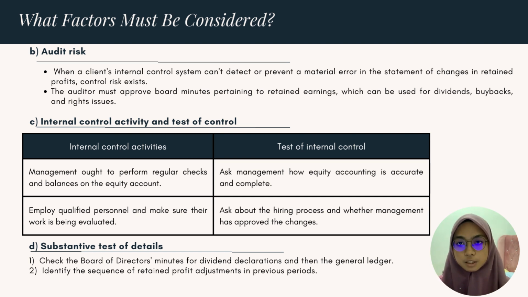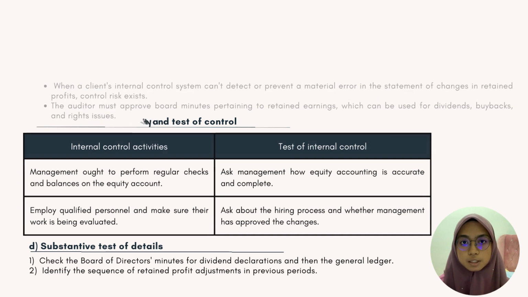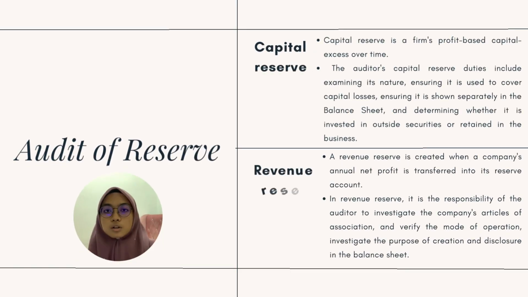The last factor that must be considered to audit retained earnings is substantive test of detail. Firstly, check the board of directors minutes for dividend declaration and then the general ledger. Second is to identify the sequence of retained profit adjustments in the previous period. Next, I will present audit of reserve.